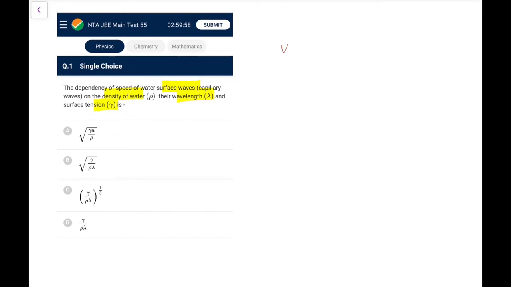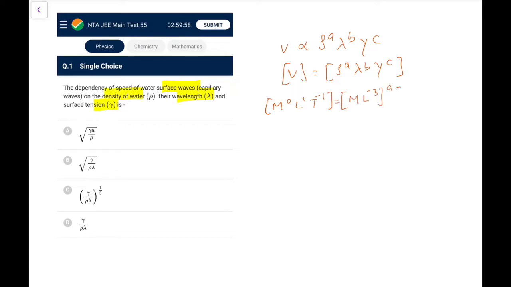So let v be proportional to rho to the power a, lambda to the power b, gamma to the power c. K is some constant, I say it is dimensionless, so it would be rho^a lambda^b gamma^c. So the dimension of v, you know, is M^0 L^1 T^-1. For density, you know, it is mass per unit volume, that is M L^-3, to the power a. Lambda is length, that is L to the power b. Gamma is surface tension. Surface tension is force per unit length, that is M L T^-2 by L, that is equal to (M T^-2) to the power c.